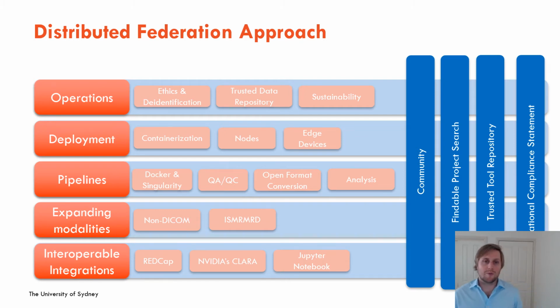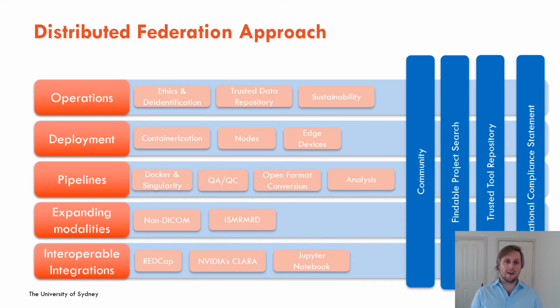The first stream of work is operations. This is looking at how do we have consistent ethics and de-identification so that you can run multi-site trials across different states. Looking at implementing the trusted data repository framework that was previously developed by the NIF and AIS project, as well as looking at the long-term sustainability.